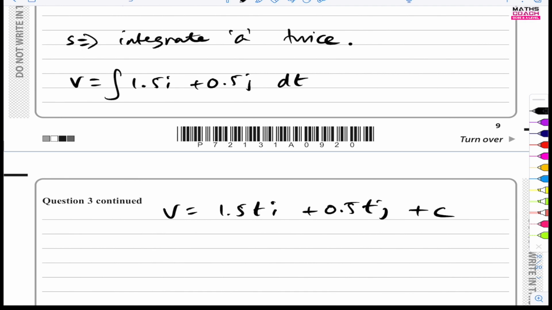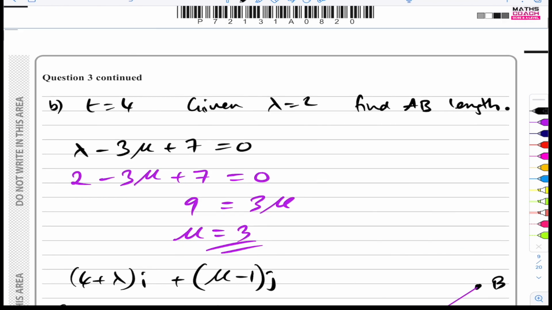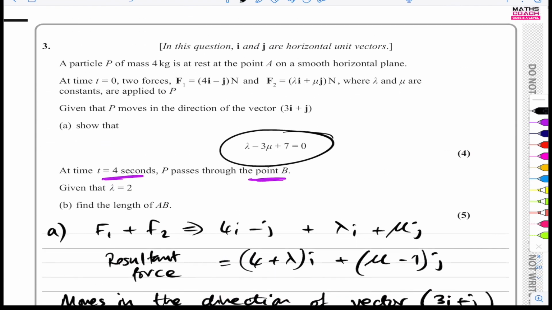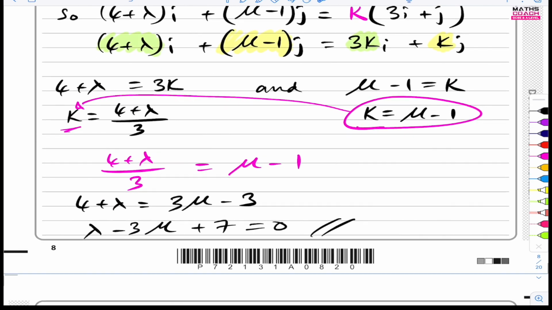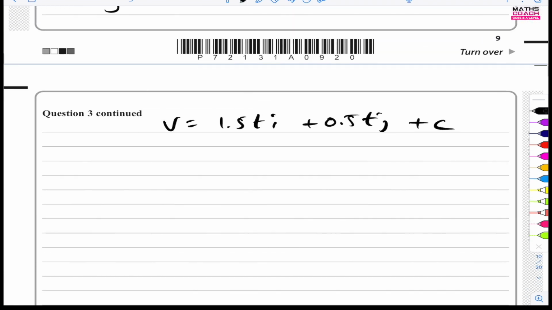Now, we are also told, because we need to find the value of c, our constant, every time. If we look back at the question, t equals 0 when it's at the position of A, where it starts off. When it starts off, t is equal to 0. So we can keep using that as our position, okay? So we can say that it's not moving, it's at rest at A. So we can say when v equals 0, t equals 0.